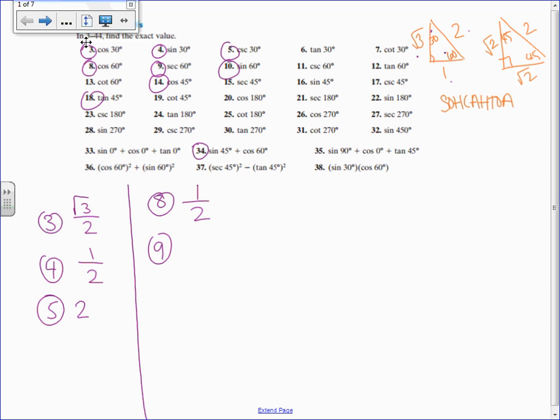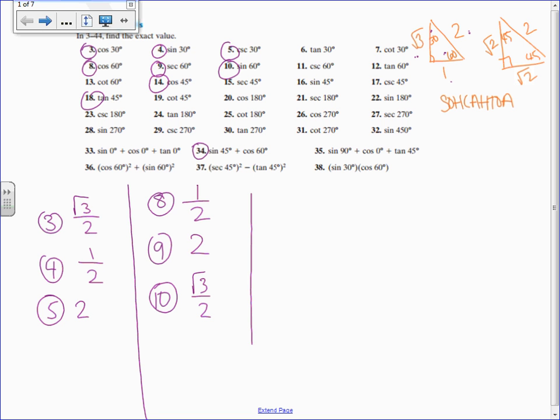Number 9, I'm doing the secant of 60. Secant is the reciprocal of cosine, so I'm going to do the reciprocal of what I just found, and that is going to give me 2. Number 10 asks for the sine of 60. I'm over at 60 in my triangle. Sine is opposite over hypotenuse, so it is going to be the square root of 3 over 2.